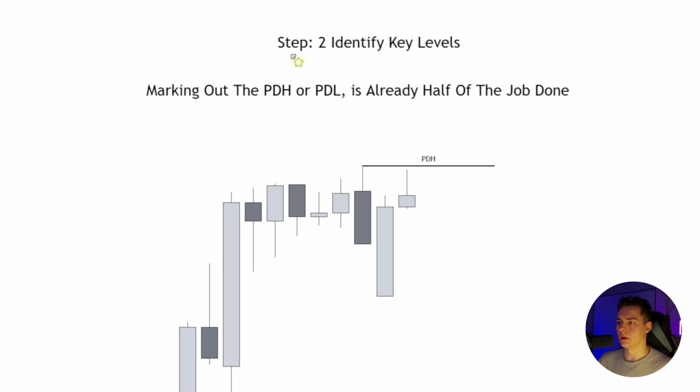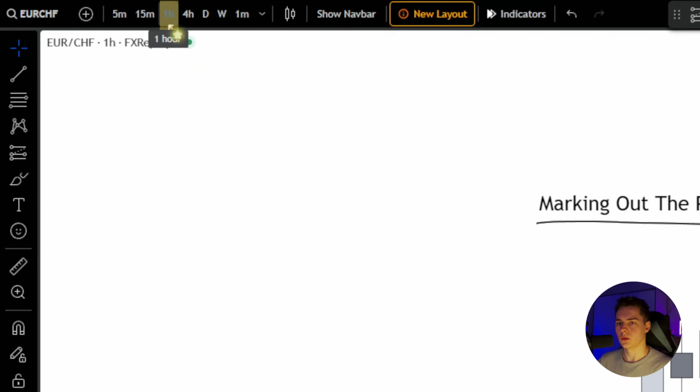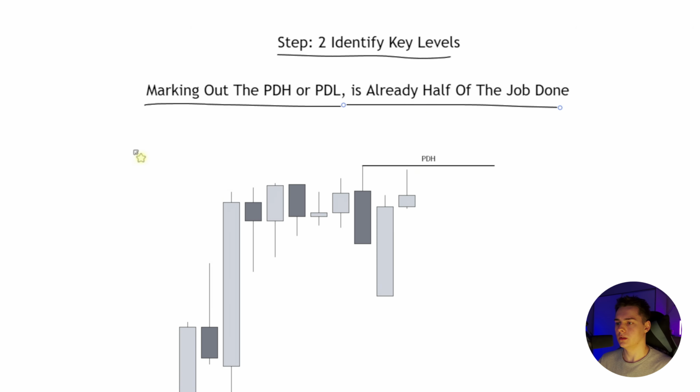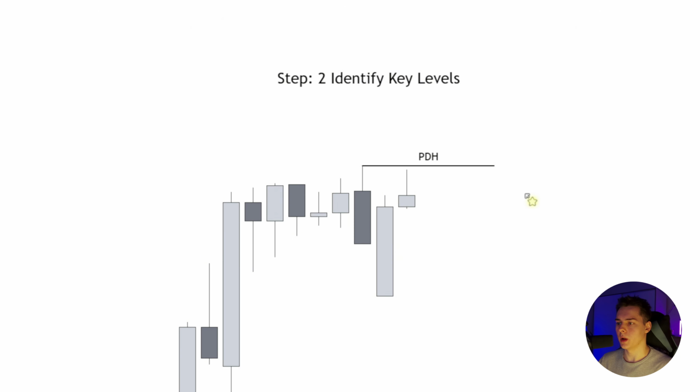Which leads us to step 2, identify key levels. Because marking out the previous day high or low is already half of the job done, but it's not enough for us to take a trade. So go onto your top left and select the 1 hour chart. Now each and every single candle represents 1 hour worth of price action. If you look very closely at this price action, you can already see that we have relative equal highs. Relative equal highs is when you have two swing highs relatively close to each other in price. That is another reason for us to go to the upside, because there is a bunch of liquidity residing up there, so this is more confidence for us to trade higher.